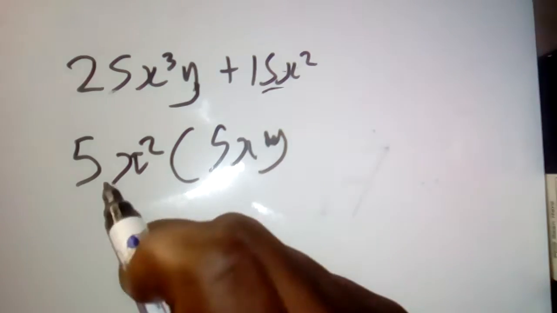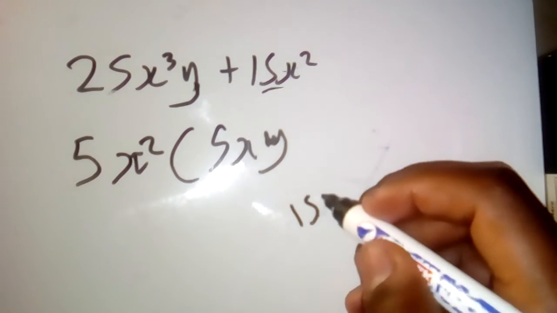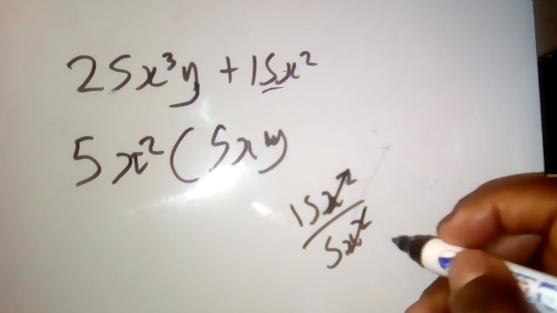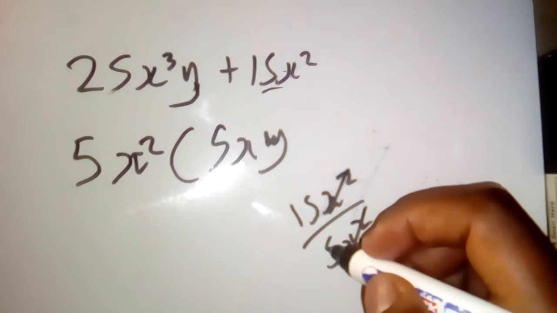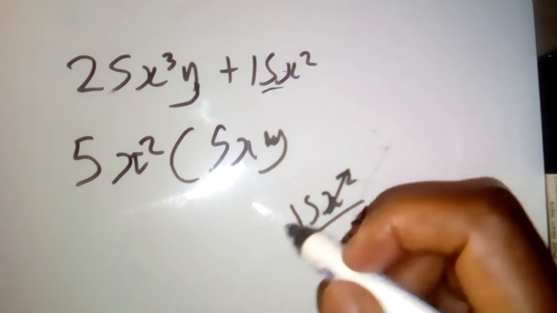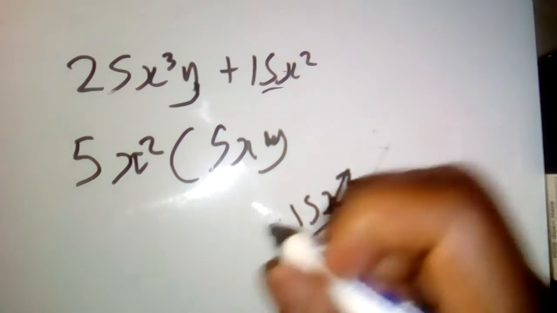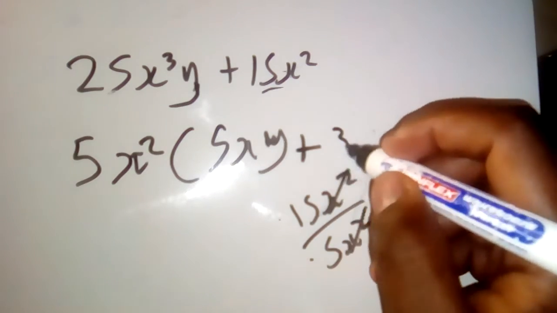So now let's divide this term by that. We're going to have 15x squared divided by 5x squared. So the x squares will cancel, as you can see. 15 divided by 5 is 3, positive 3, right? Because it was positive divided by positive. This was positive, right? This was also positive. So we have positive 3.